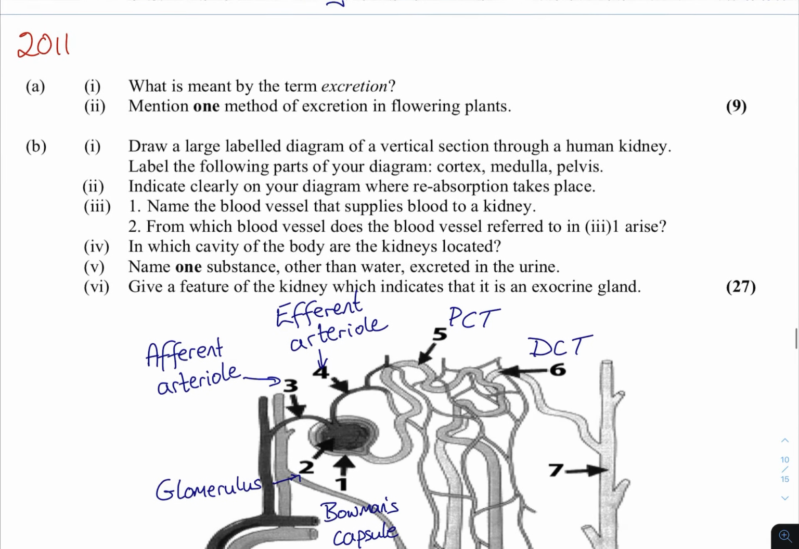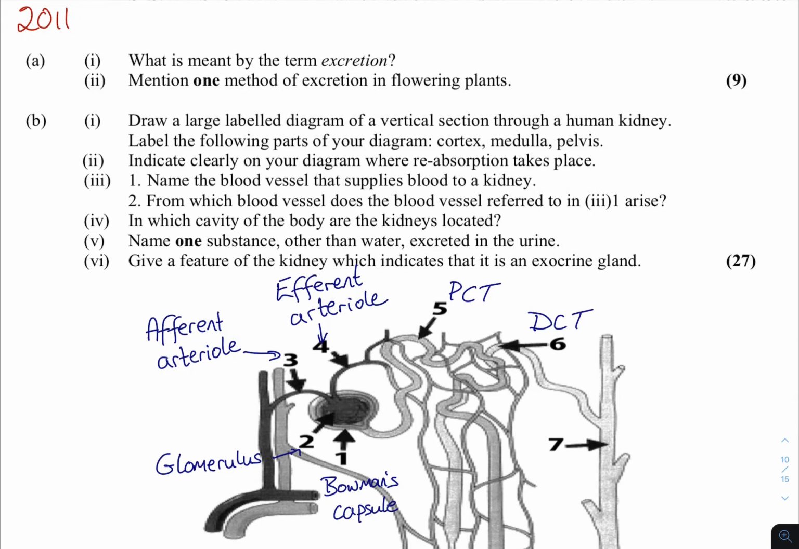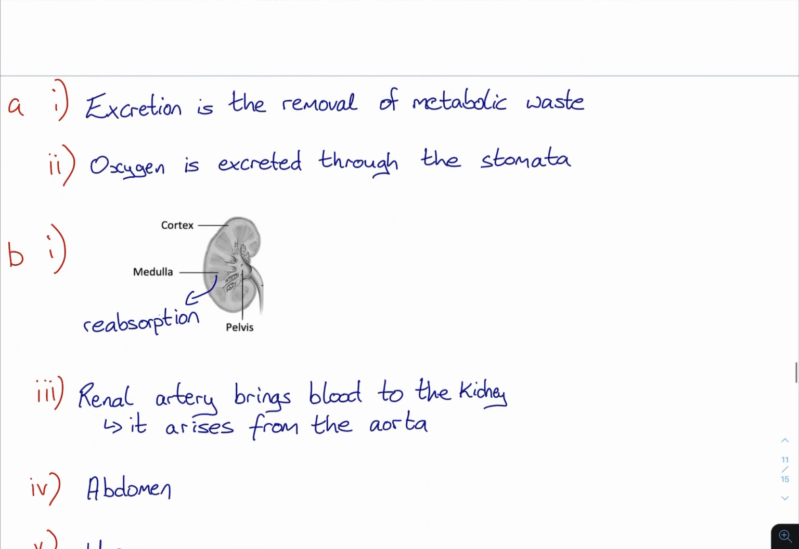You are asked to draw a large labelled diagram of the human kidney and label the cortex, medulla and pelvis. So this is what we have here, the cortex, medulla and pelvis. I couldn't be bothered drawing it out, guys. My drawings aren't the greatest. Thank God I'm not sitting the Leaving Cert.